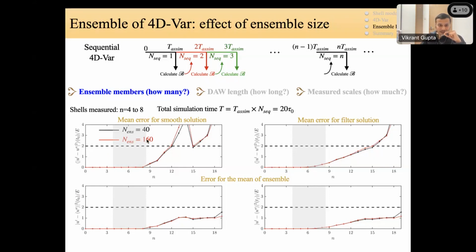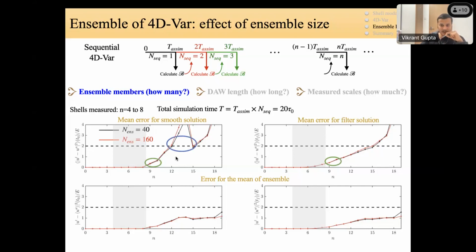So what we see here is that the number of ensemble members in this case is not making a big change. It increases the spread a bit, but does not make any significant influence on the results. Important thing to note here is these shells. If we look at the smooth solution, it's more accurate at the shells immediately after what are measured than the filtered solution, and that is expected because the correction is done for the smooth solution.